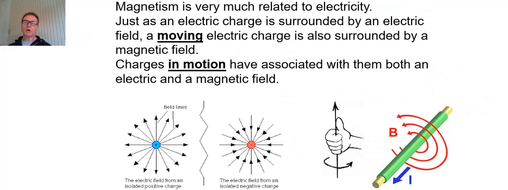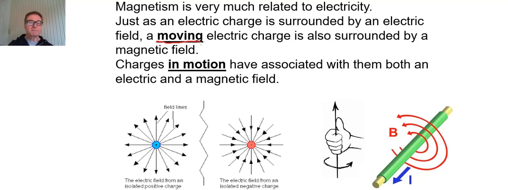So just what causes a magnetic field? Well, magnetism and electricity are extremely closely related. They are like brother and sister or brother and brother. They're in the same family. And just as an electric charge can be surrounded by an electric field, a moving electric charge is also surrounded by a magnetic field. But it has to be a moving electric charge in order to have a magnetic field around it.